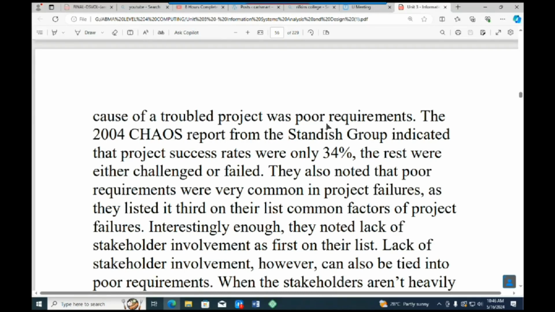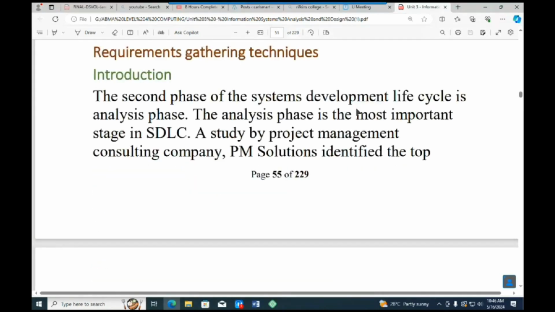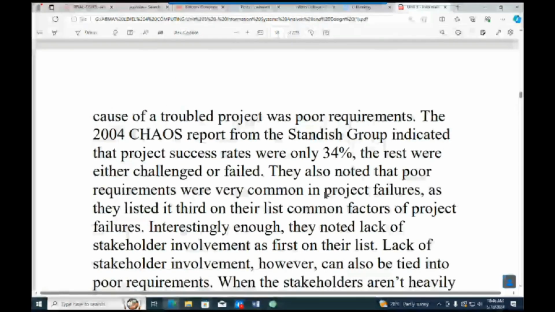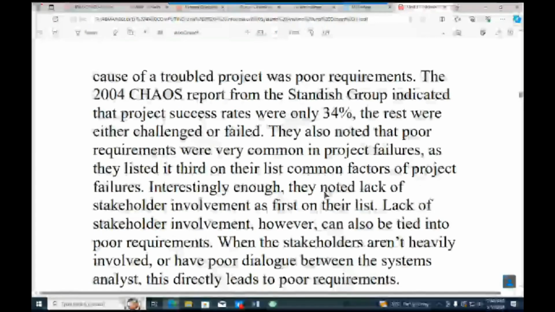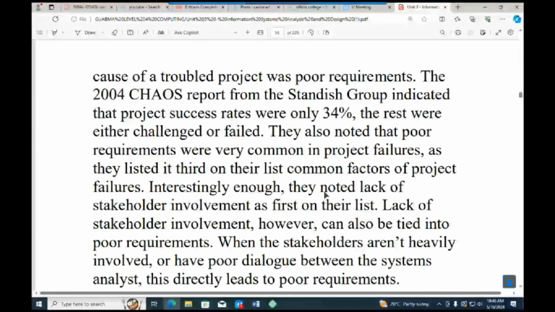So the top cause of projects that are not successful, according to this project management consulting company, PM Solutions, is poor requirements. What they are trying to say is, if you experience a project that is failing, or has difficulties achieving its goals or bringing out the outcomes, then it basically means that there were poor requirements.